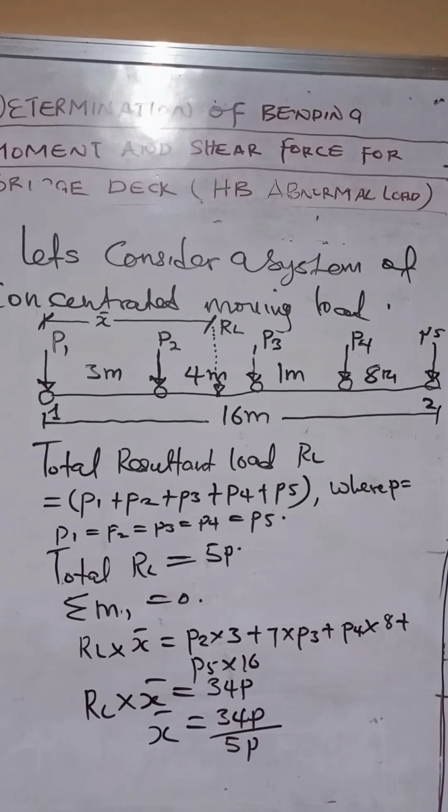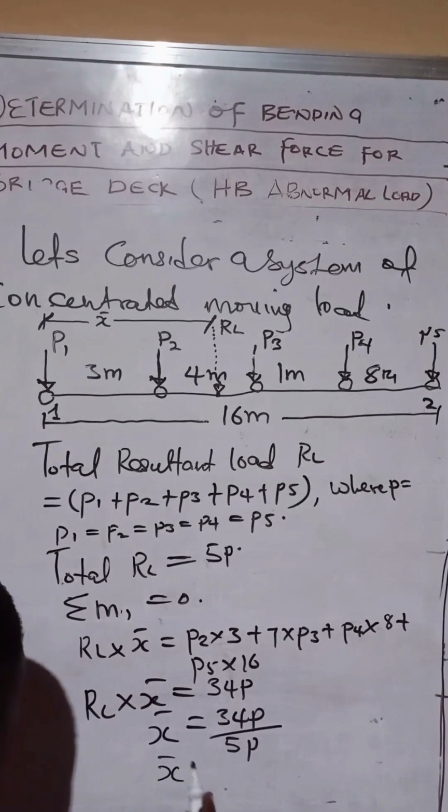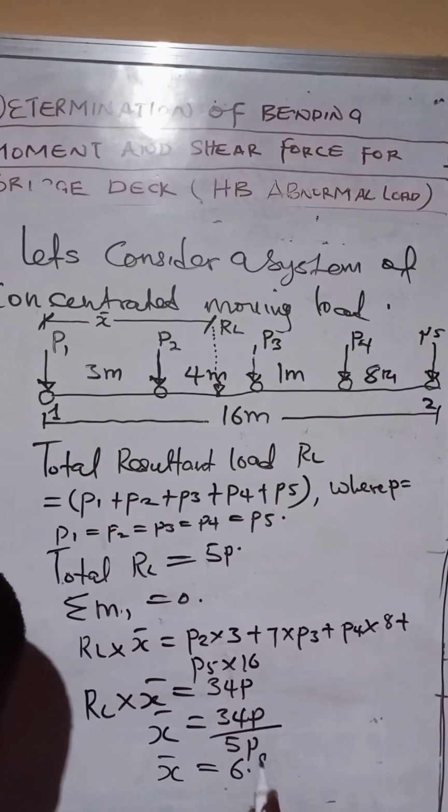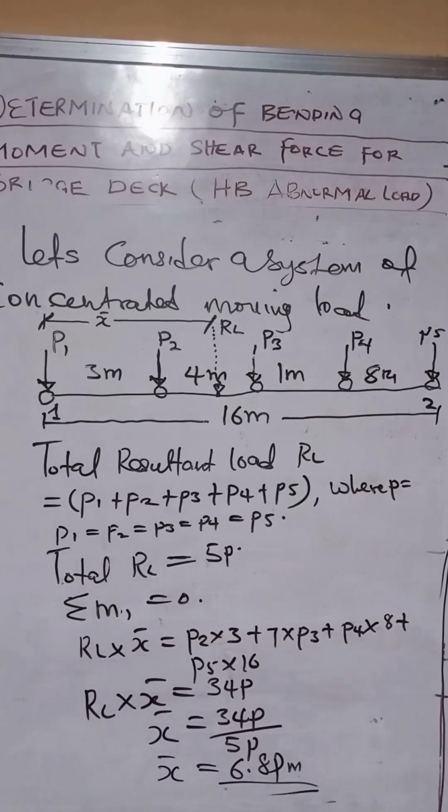Once the vehicle is on the ground, it becomes stable. Once it's on the beam, it becomes stable. So we have bar S to be this. And if we do that, we will discover that our bar S becomes 6.8p meters. So 6.8p meters away from this side of the beam.